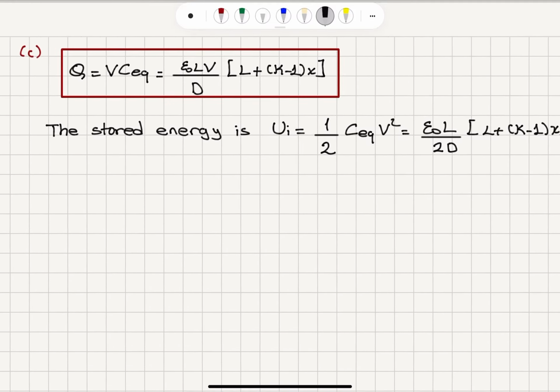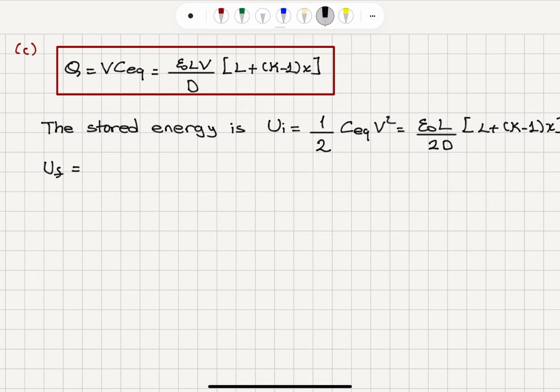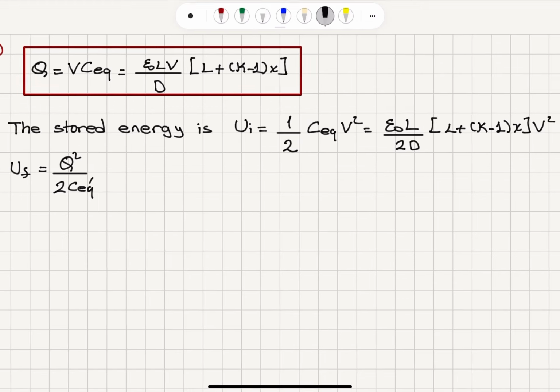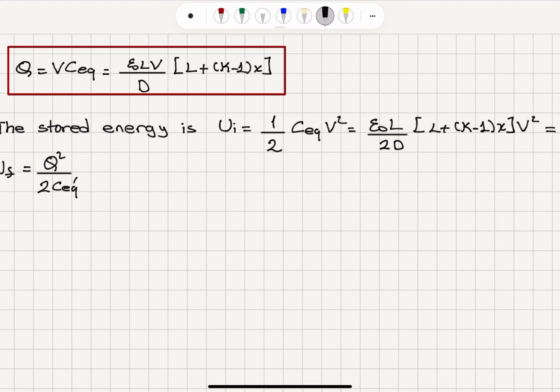Okay, now since I removed the battery, in the final configuration, final stored energy will be equal to Q squared divided by twice the new equivalent capacitance, C equivalent prime. So if I write the change in the stored energy, U final minus U initial, it will be Q squared over 2 times (1 over C equivalent prime minus 1 over C equivalent).